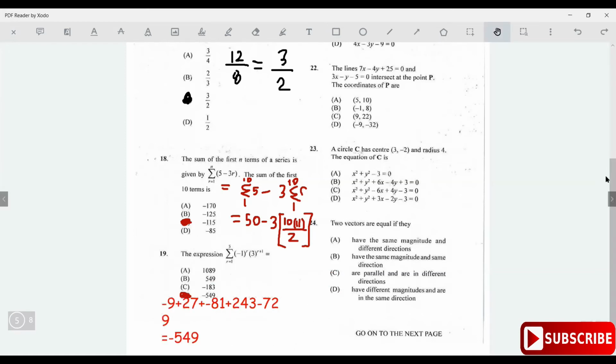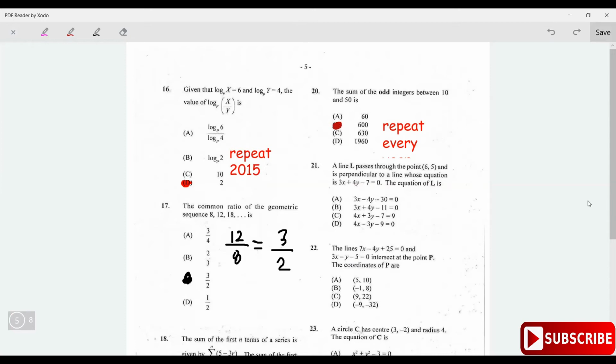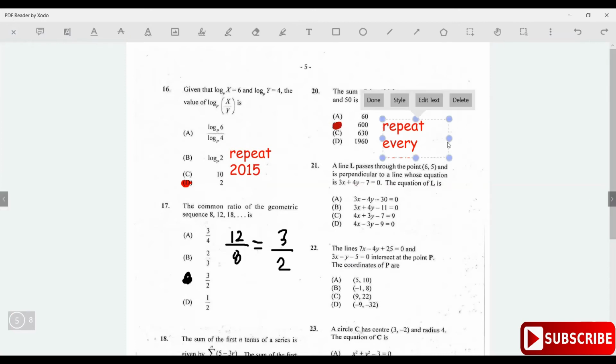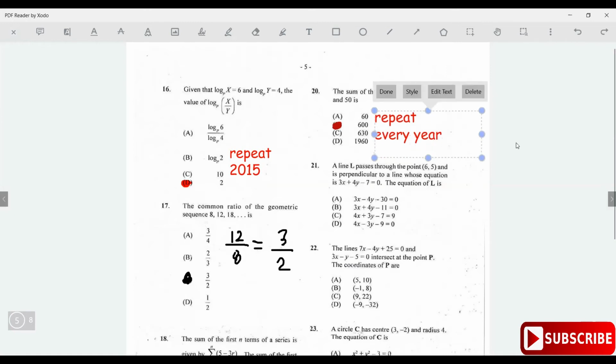All right, moving right along. This one, question 20, big repeat. This is a repeat of every year. Every year this comes. We know this is 600. Nice and easy.